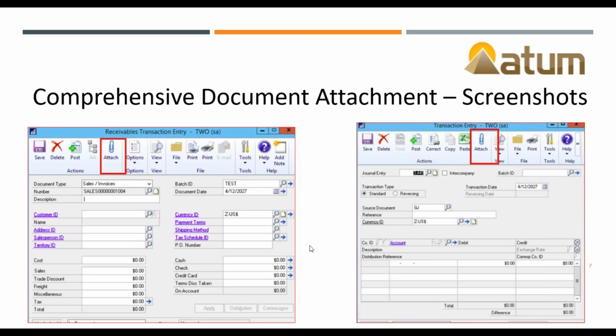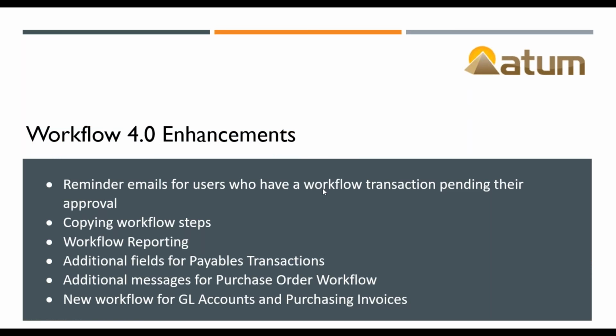So if you have a receivable or a GL transaction entry screen, you'll see the attach buttons right at the top here, and you can attach the documents for easier access. And this makes a lot of sense because from an auditing perspective, you want to make sure you have all of your invoices and transactions in one place. So you can track the document and see how it originated, what the originals were. So this is a great tool that GP has entered in.